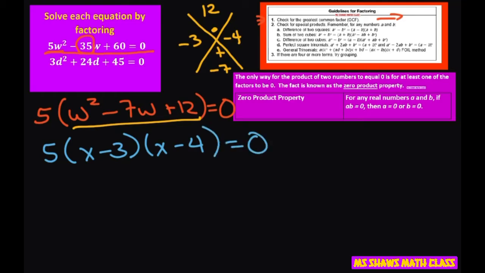And then what you do is you set both of these. Well, basically also you can just divide both sides by 5. 5 goes away. So we really don't have to deal with the 5. 0 divided by 5 is just 0.